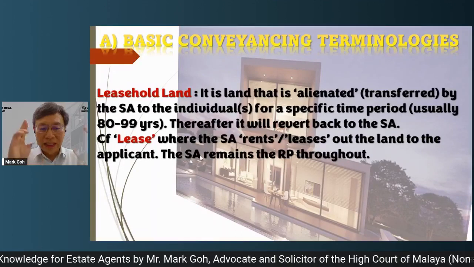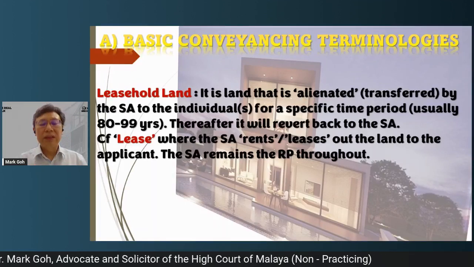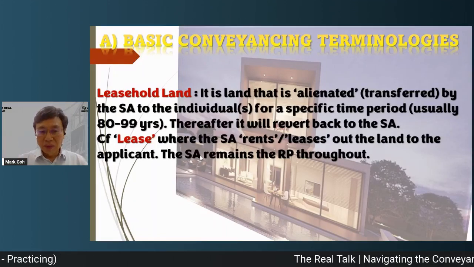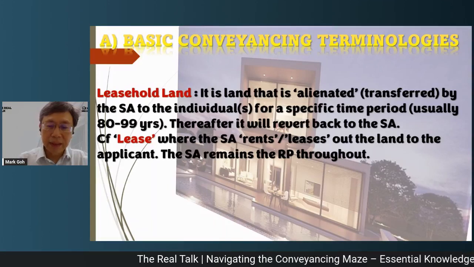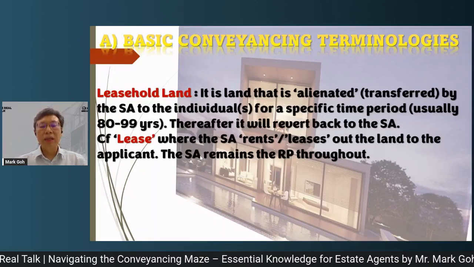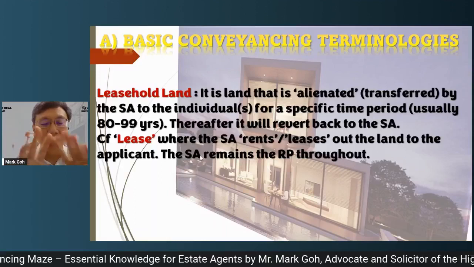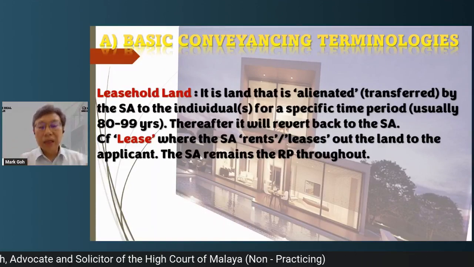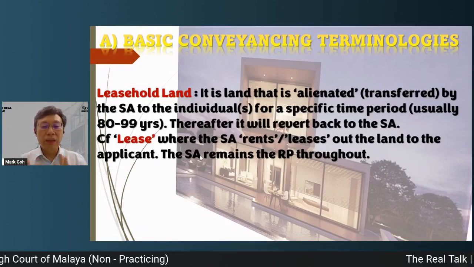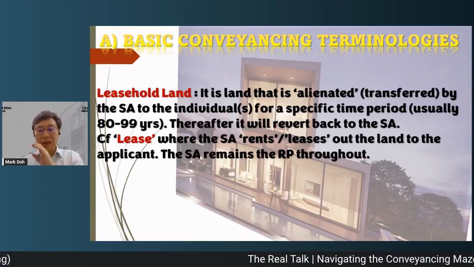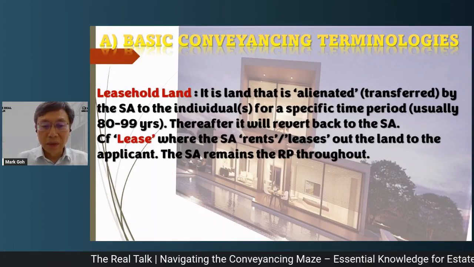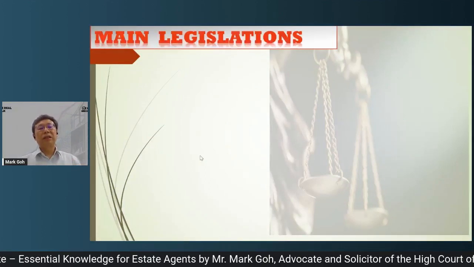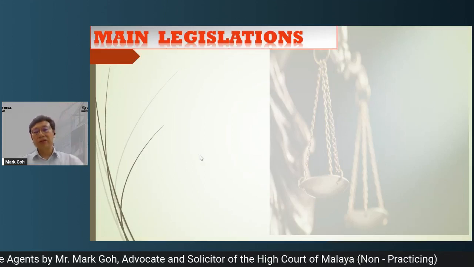Now, this is different from the word lease. The word lease means the state authority actually rents out the land to you. The state authority is still the owner. For a term of years, or what the layman calls leasehold land, is actually not lease in what we mean. It's leasehold in the sense that they give you the land. The land is yours. You can do whatever you want with the land, but it's only for a term of 80 or 99 years. If it is a lease, you cannot do anything with the land. You are an occupier, the state is the owner. If it is a term of years or leasehold land, you are the owner. Okay, right? So these are the terms that cause confusion with estate agents and laymen alike.